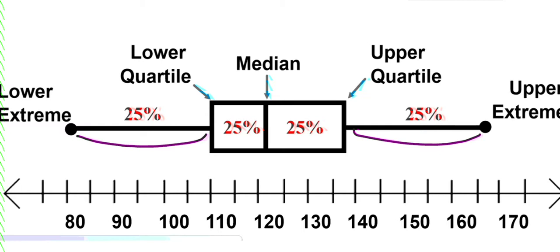Also, it's important to know that each piece is 25% of your data. So from your lower extreme to your lower quartile, that's 25% of your data. Lower quartile to median, 25%. Median to upper quartile, 25%. Upper quartile to upper extreme, 25%. And so your data would be 100%.